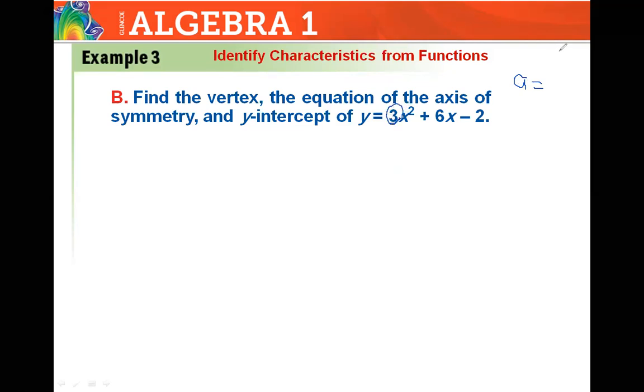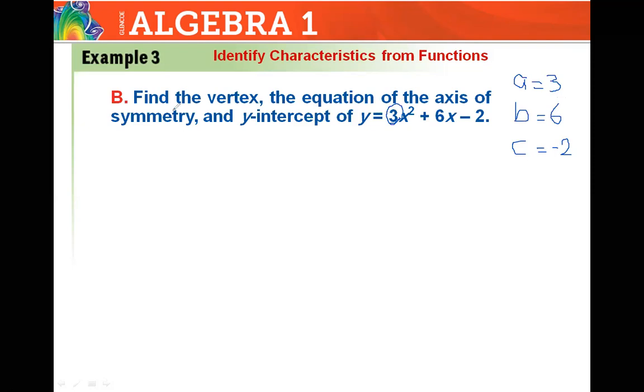A is the coefficient of x squared, so it will be 3, as you see. B is the coefficient of x, so the value of b will be 6. And the value of c is the free term, or the absolute term, or the constant, which equals negative 2.